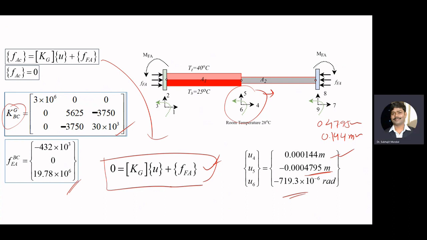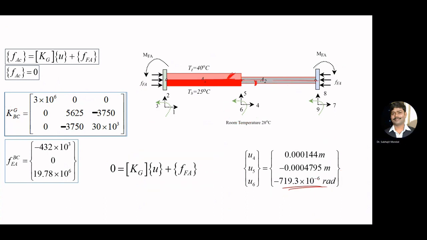Now, if we want to plot the displacement quantity, you observe that the vertical displacement is coming in the negative. So here this point needs to go upside like that. And here you observe the displacement pattern. You observe that our rotation is coming negative. That means the rotation will be clockwise.